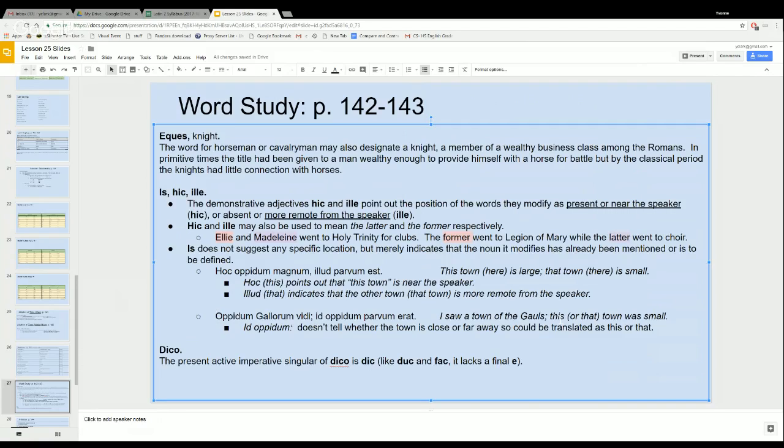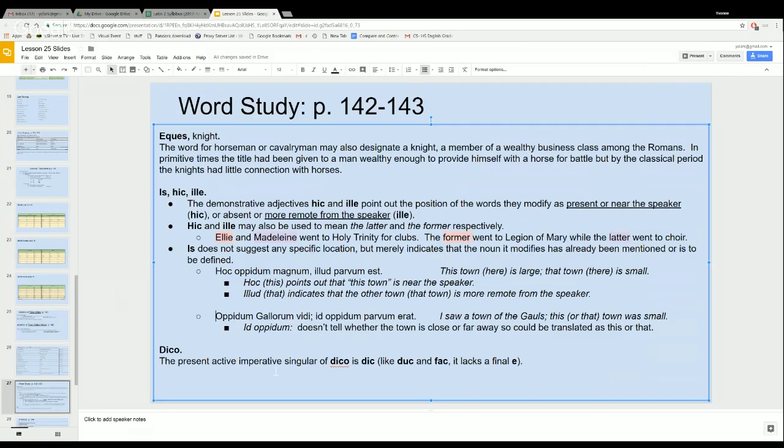Okay, so it doesn't tell you, again, about the relative nearness of the town. It's just meant to serve as an explanatory term, which is why you can translate it as either this or that. Okay, does everybody get that? So it's not as specific as hic and ille. Got it. Okay? Good.